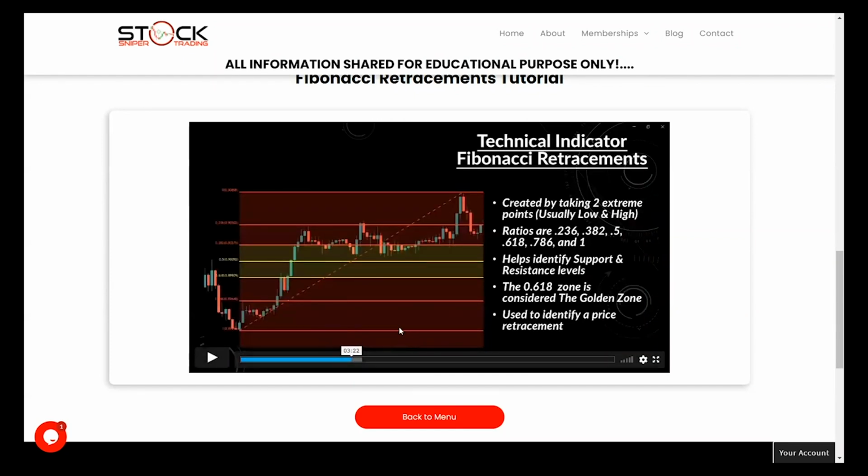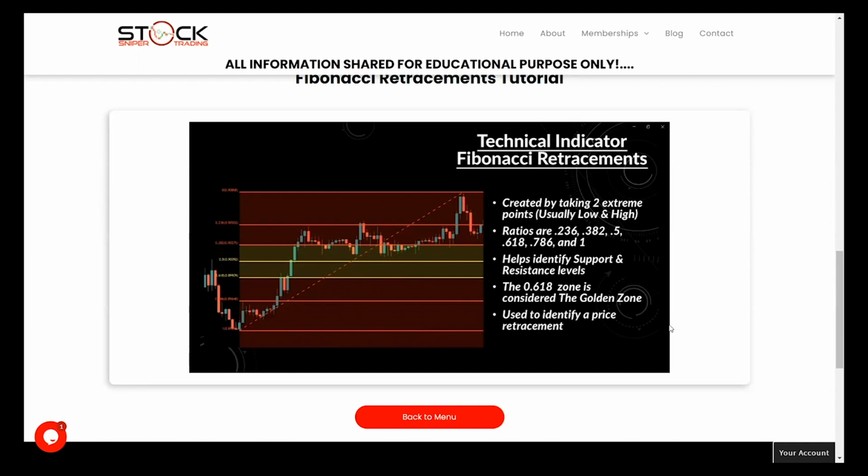Okay, so just a quick little overview of what it is. It's a Fibonacci Retracement, our main chart technical tool. It's created by taking two extreme points, an extreme low to high or an extreme high to a low. And these can be used on all different time frames, whether you're a swing position trader or a scalper on any time frame. The ratios again are 236, 382. 0.5 is the psychological midpoint. It's not a real Fibonacci ratio. The 618 is the golden zone, and then we have the 786 and finally the 1.